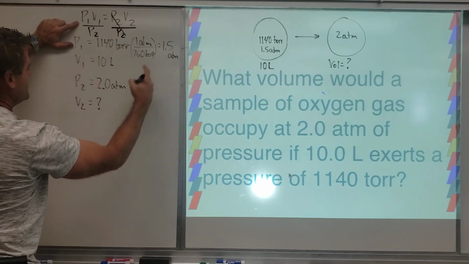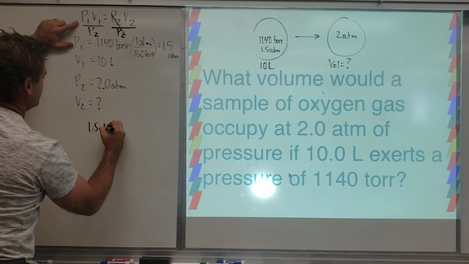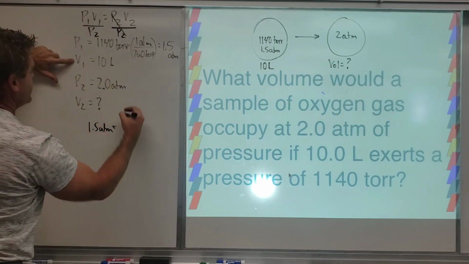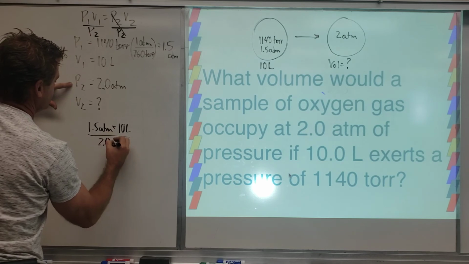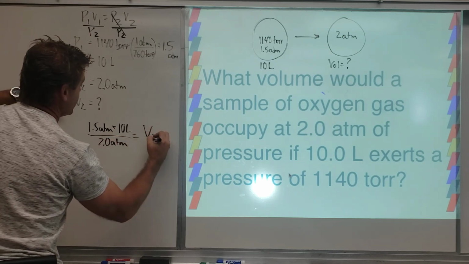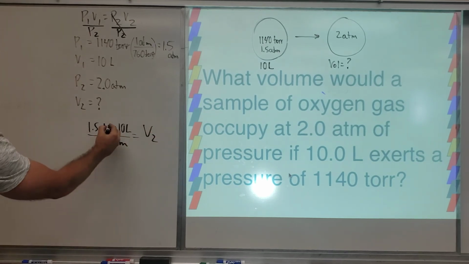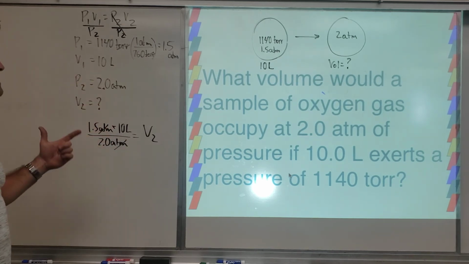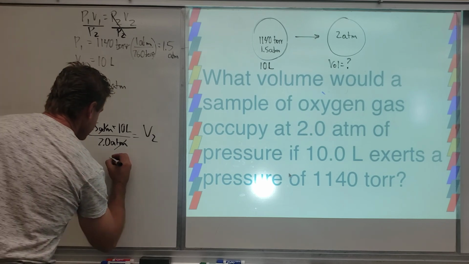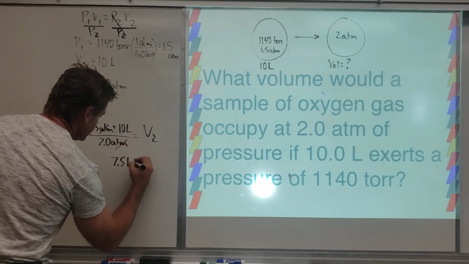I'm going to go P1, which is 1.5 atmospheres, times V1, which is 10 liters, all over P2, which is 2 atmospheres. And that's going to equal my new volume. Notice the ATMs cancel. This is why we had to make sure ATMs were in the same unit. 1.5 times 10 is 15. 15 divided by 2 is 7.5, and the unit is liters.